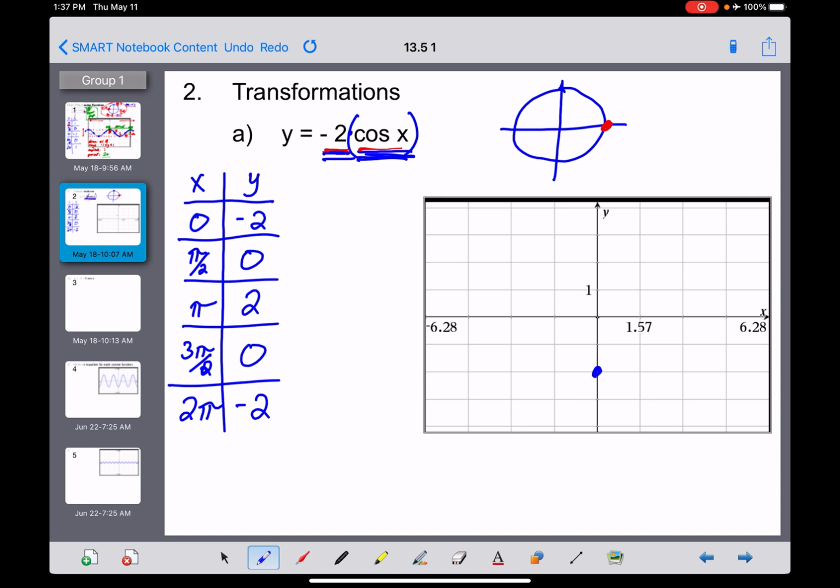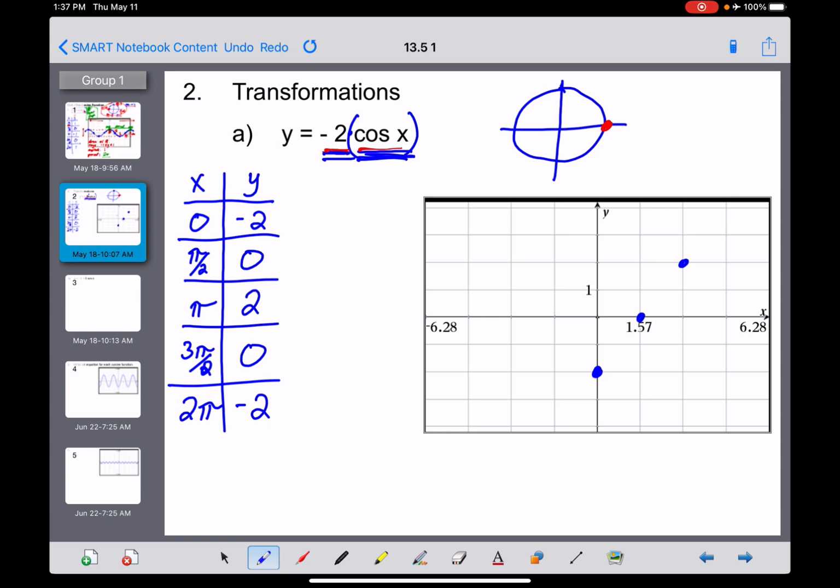0, -2 is going to be right there. Pi over 2, 0, got it. Pi, 2, right about there. Now, I'll tell you guys, just like in the last problem, as soon as you draw your first 3 points on a cosine graph, if you've done it according to this method we've talked about, these 3 points should be collinear just about every time.